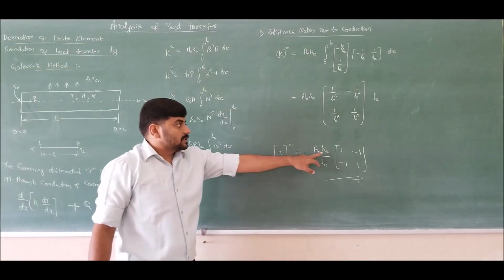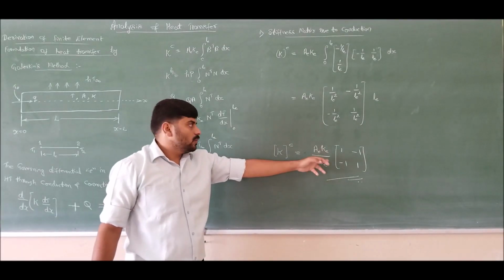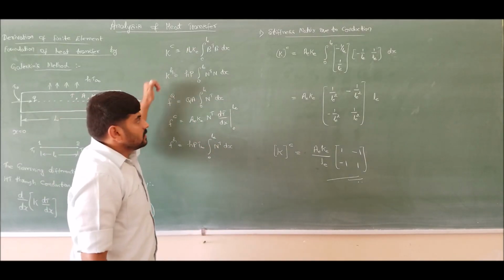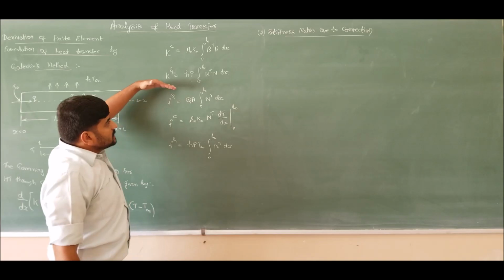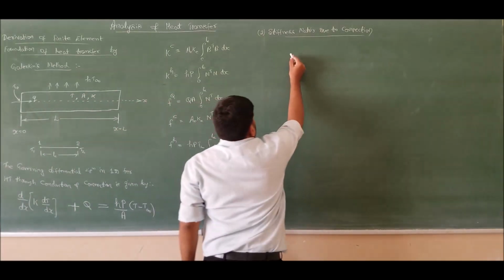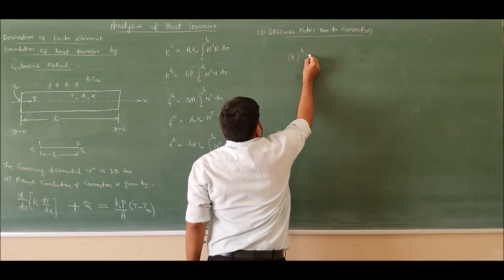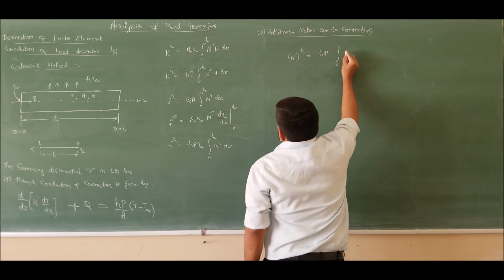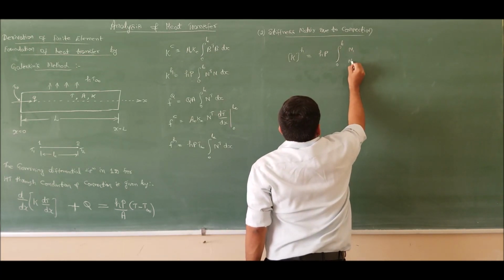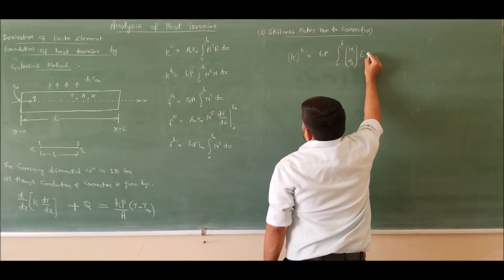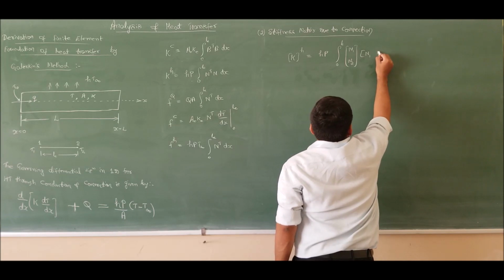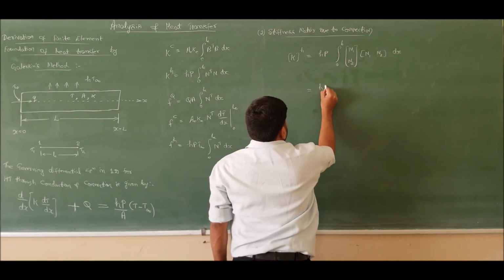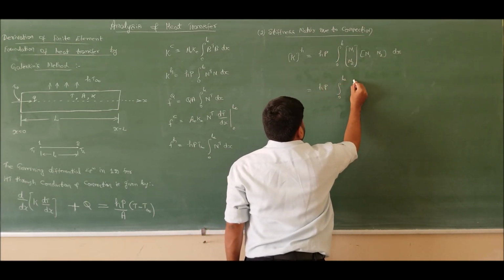So this is the formula for stiffness matrix due to conduction: area of the element, thermal conductivity of that element divided by length of the element times 1 minus 1, minus 1 1. Moving on to the stiffness matrix due to convection. The stiffness matrix due to convection is given by this equation. Therefore, the stiffness matrix of any element due to convection is equal to H into P, we have the N transpose, that is N1 N2, times the shape function matrix, that is N1 N2, dx. Doing multiplication, I will get HP, integral from 0 to LE.